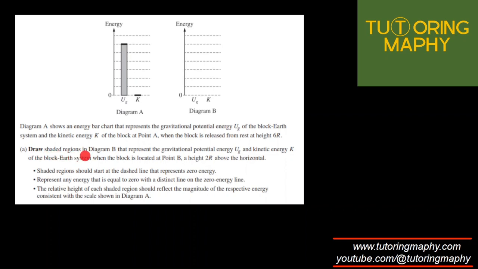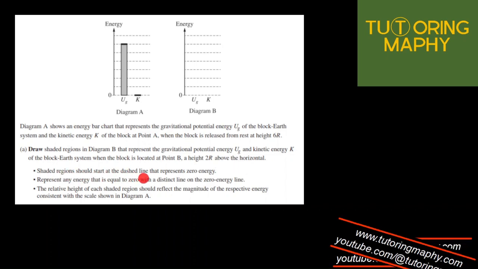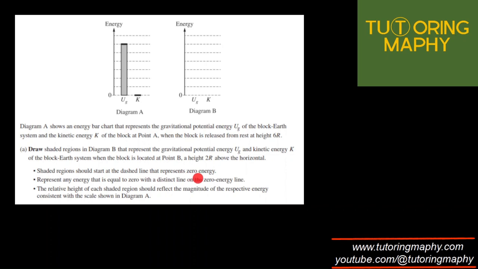Now draw shaded regions in diagram B that represent the UG and K when the block is at B, which is 2r above the horizontal. Shaded regions should start at the dashed line that represents zero energy, and energy that is equal to zero should be represented with a distinct line on the zero energy line. The relative height should matter.